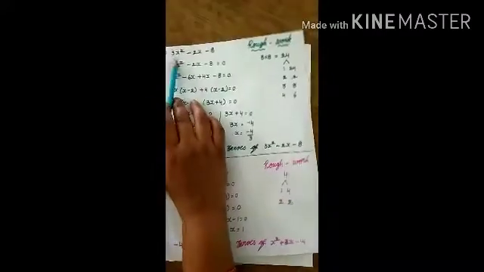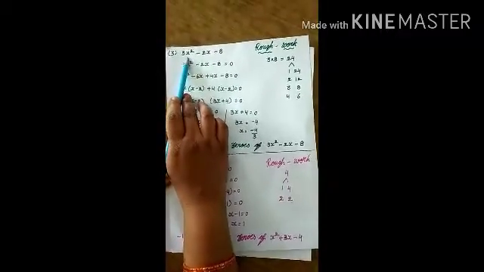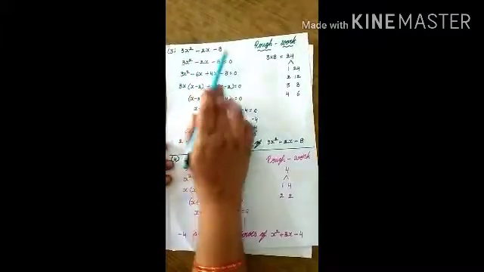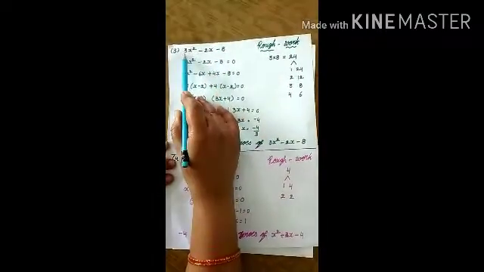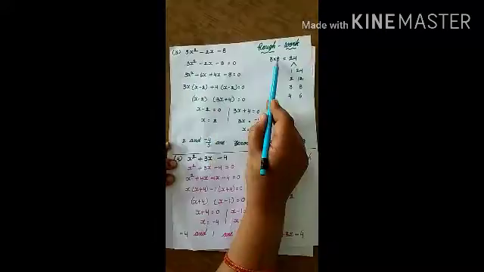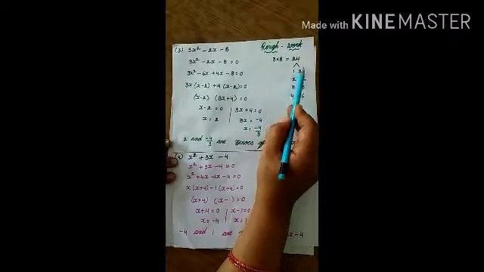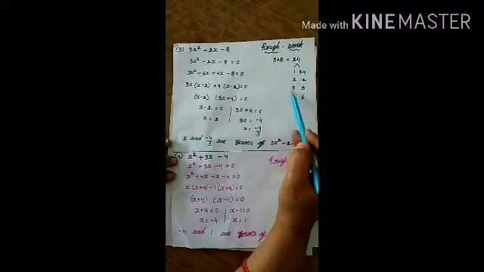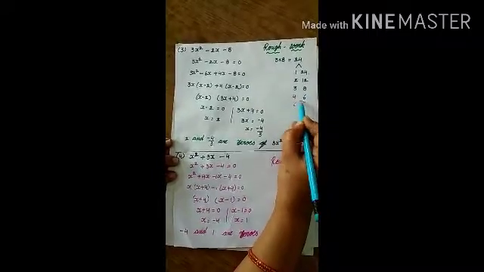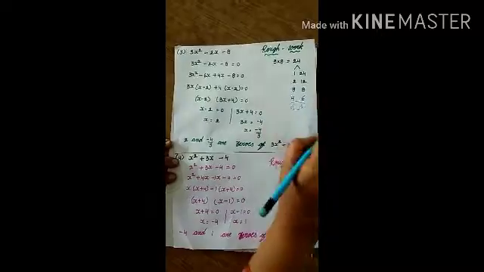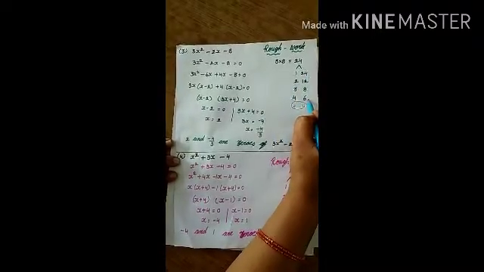So one more example. Find the zeros of 3x square minus 2x minus 8. First find the product of the x square coefficient and the constant term. Here the x square coefficient is 3 and the constant term is 8. 3 eights are 24. Find the factors of 24: 1 into 24, 2 into 12, 3 eights are 24, 4 sixes are 24. Again 6 fours are 24. When you get reversed factors, then stop. So in total we got 4 situations.